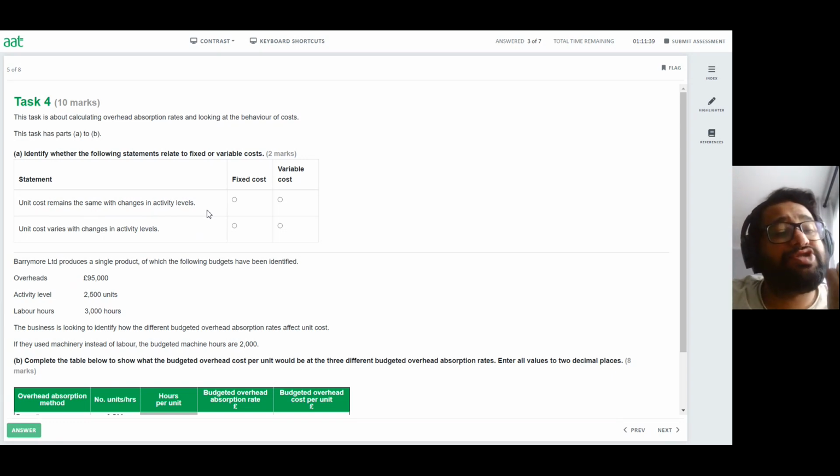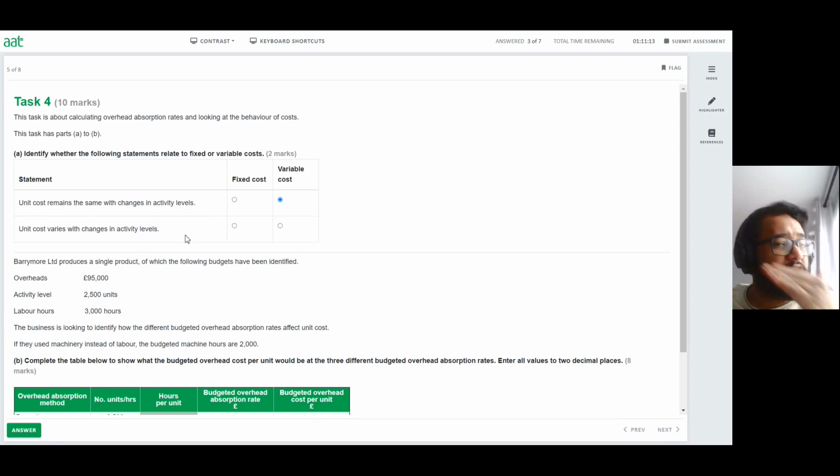But when it comes to individual unit cost, for variable cost, the individual unit cost is constant. It will not change. Why? If I say material will cost £5 for 1 unit, that will be £5 for any level. So if I make 10 items, material cost is going to be £50. If I'm going to make 100 units, it's going to be £500. But the unit cost will remain the same.